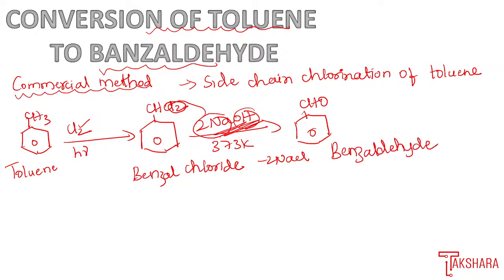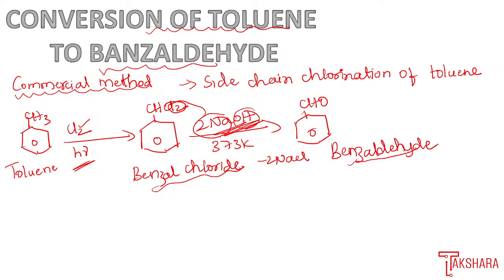So like this we can prepare benzaldehyde by using toluene. As a reactant molecule, toluene undergoes chlorination in the presence of HNO. So we get benzal chloride as the product. When benzal chloride undergoes hydrolysis with NaOH, we get the product benzaldehyde. So this is how we prepare benzaldehyde by the commercial method. That too, a side chain chlorination of toluene.